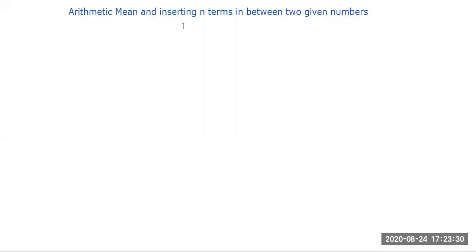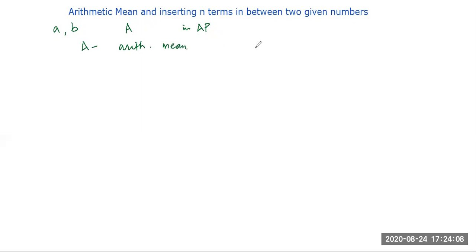Alright, so students, today we will learn about arithmetic mean. Let's see, we have two numbers A and B. Now, between these numbers, I want to insert one more number A in such a way that the resulting three numbers are in arithmetic progression. So, such a number A is known as arithmetic mean.